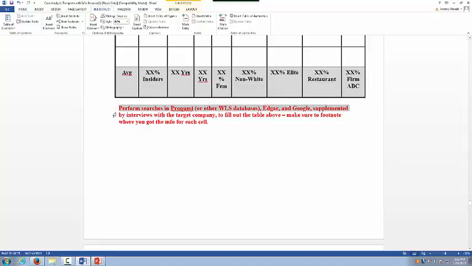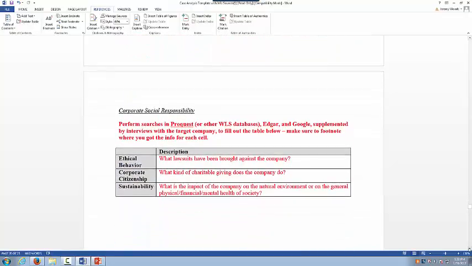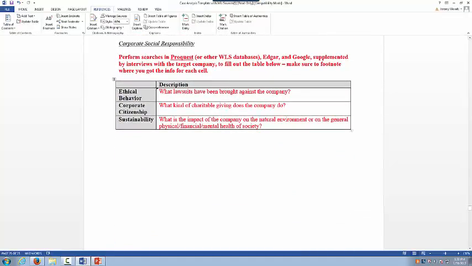Again, your red description is at the bottom of the page in this case. You're going to do some research on corporate social responsibility, which basically is identifying in a search online what kind of lawsuits have been brought against the company, what kind of charitable giving the company does, and what the impact of the company is on the natural environment or on the society in general. Again, copy, paste, footnote, make sure it fits on one page and looks nice.